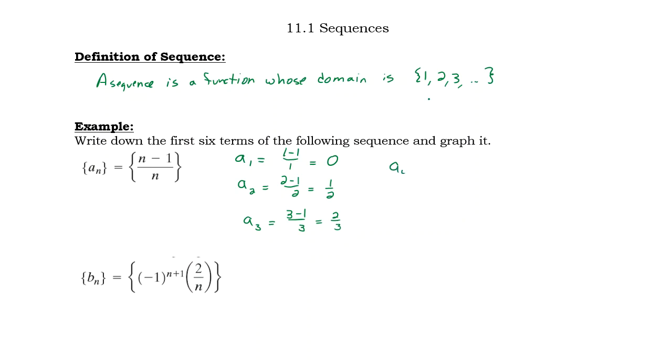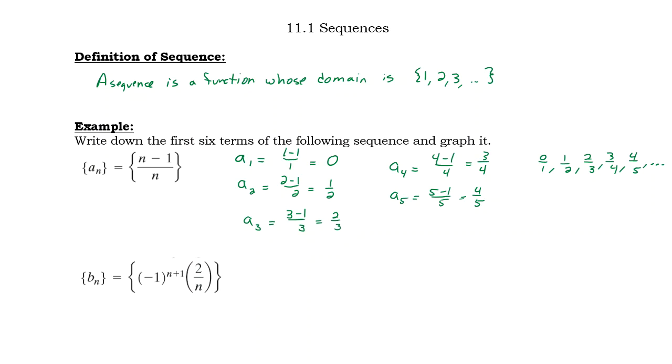Let's do a couple more. A sub 4. Put 4 in for the n values, and hopefully you can see the pattern here. And the fifth term is 5 minus 1 over 5, which is 4/5. So we could write the sequence out: 0, 1/2, 2/3, 3/4, 4/5. And actually, if we write the 0 before it gets simplified, we can really see the pattern, the numerator increasing by 1 and the denominator also increasing by 1. And then we would want to go dot, dot, dot to show that this goes on forever.